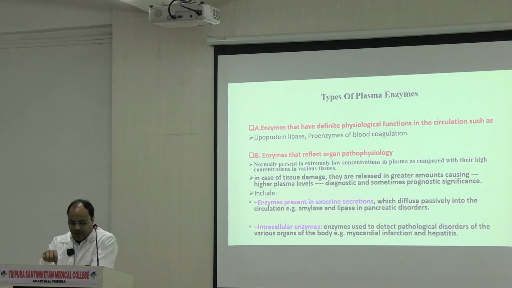If a vascular injury occurs, say damage in a blood vessel, then blood starts coagulation to prevent blood loss. Then they get activated.